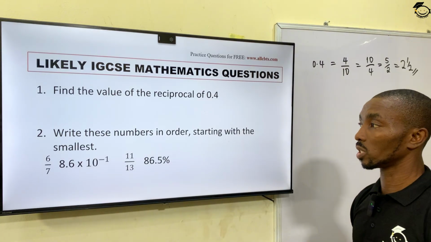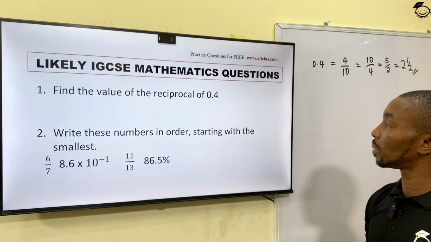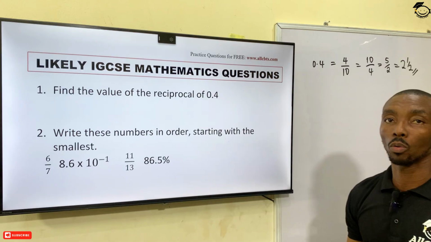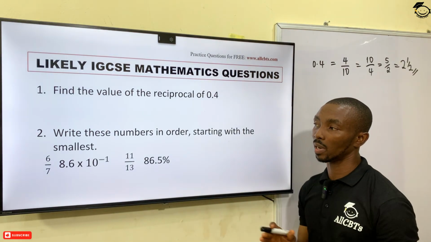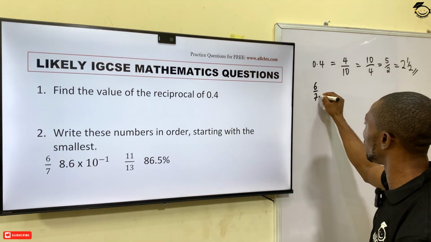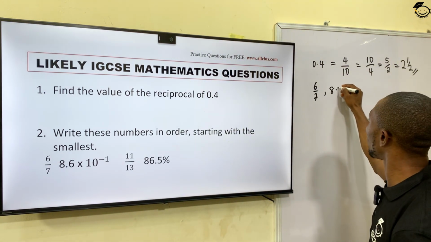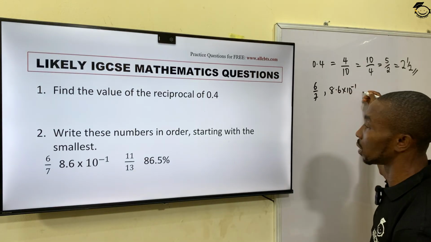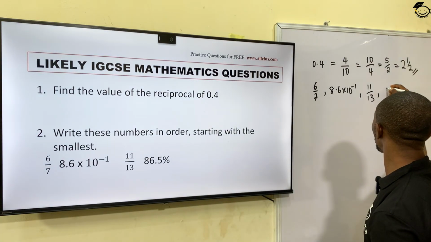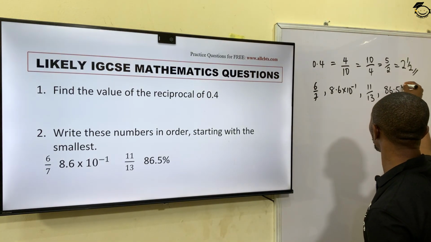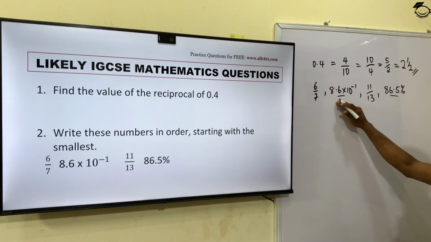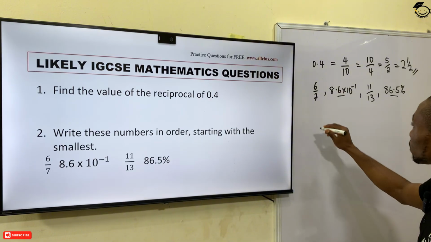Our next question says, write these numbers in order, starting with the smallest. That means they want us to write the numbers in ascending order. The first number is 6 over 7. The next is 8.6 times 10 raised to the power minus 1. The next is 11 over 13. And next we have 86.5%.